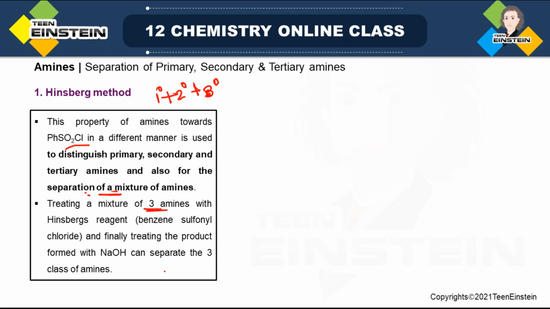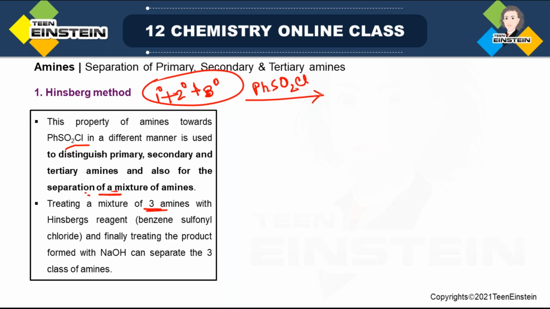Now we will see in detail. So first there is a mixture. So what you will do, you will treat it with PhSO2Cl. Now in case of 3°, there will be no reaction, but in 1° and 2° there will be reaction, that you have seen in the last slide. Now in 1°, there is still some acidic hydrogen present which can be removed by NaOH. So that is why it is a salt and it is water soluble.